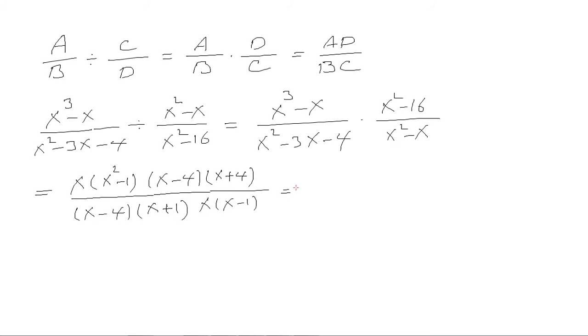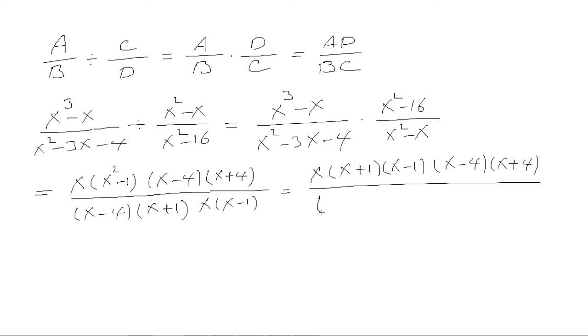Okay, so this is not completely factored. As I said earlier, this can be factored to x minus 1, x plus 1. Let me do that. So I get x plus 1, x minus 1, x minus 4, x plus 4 over x minus 4, x plus 1, x, and x minus 1. Okay, now that it is completely factored, I can cancel the same factors from numerator and denominator.